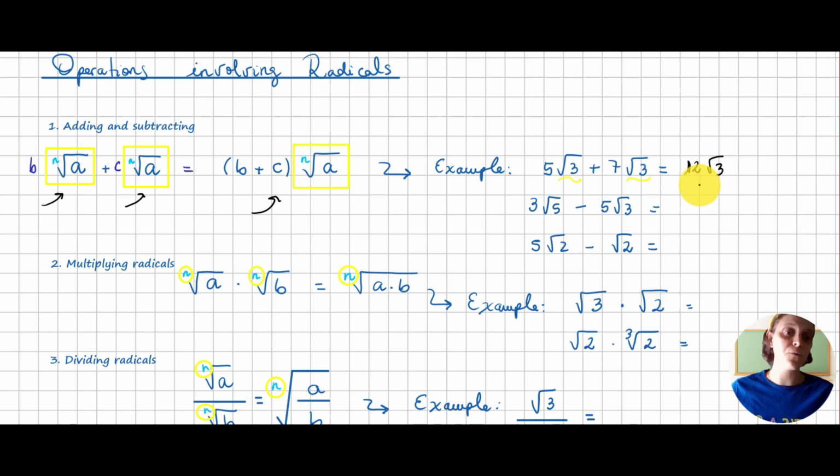Square root of 3. And between the 12 and the square root of 3, there is a multiplication. Okay? If you want to apply the property exactly as it is here, then the square root of 3 would be the common factor of 5 plus 7. And it will lead us exactly here. Okay? Then, for subtracting, the exact same situation.